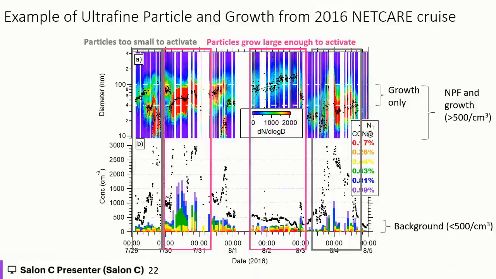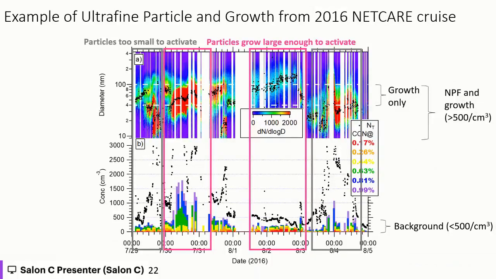To get a sense of how new particle formation events are contributing to the CCN concentrations overall, I divided the study into 3 types of times. The first was background times, when we were not observing any new particle formation or growth. That's when the total concentrations were less than 500 particles per cubic centimeter. Then I looked at times when the particle concentrations were higher than 500 particles per cubic centimeter and the mode diameter was less than 100 nanometers. This was an indication of when we were seeing new particle formation or growth.